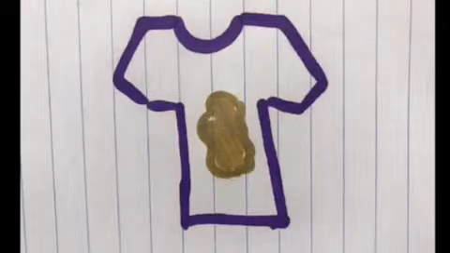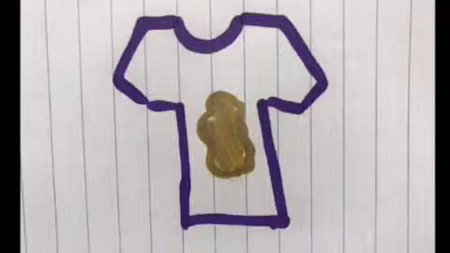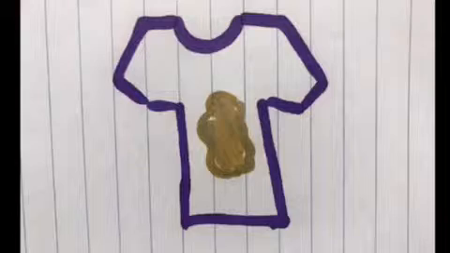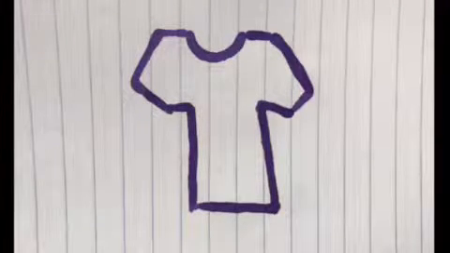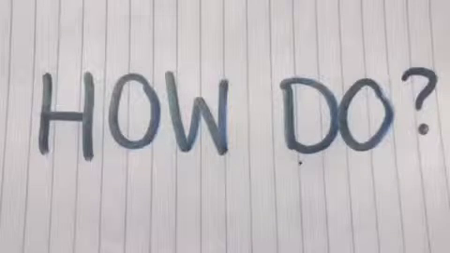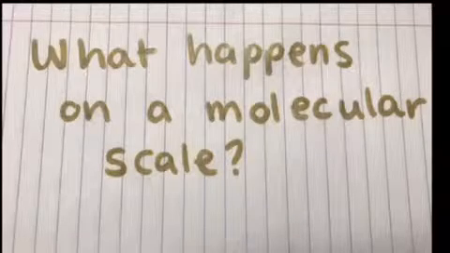In reality, there is a common objective of all detergents. Their main use is to separate dirt and oil away from the clothes, and keep it away long enough for the water to carry it away. But how does it do that? Or better, if we put on our scientific thinking hats, what happens on a molecular scale?